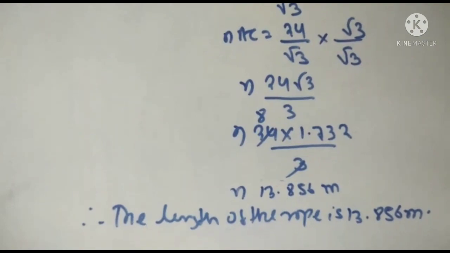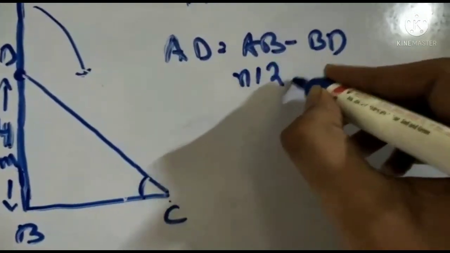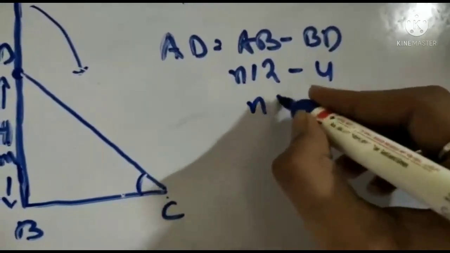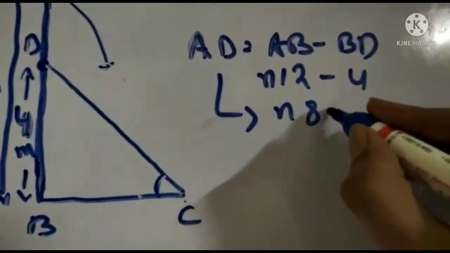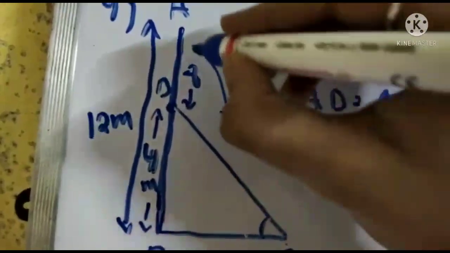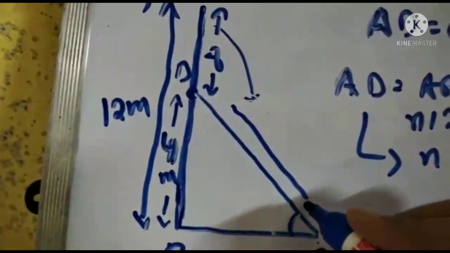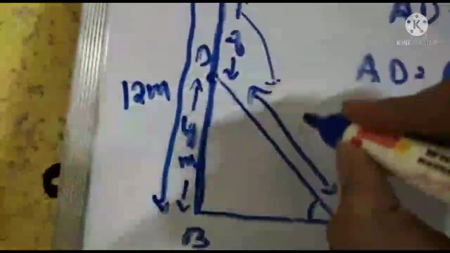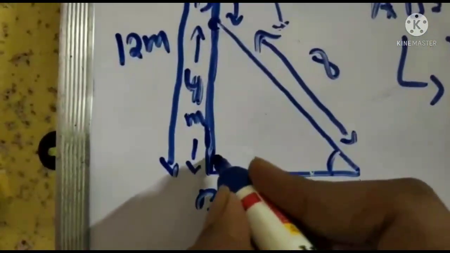Thank you. Yes, BD. So AB is 12 minus BD is 4, so it will be 8. That means AD we are getting 8 meter. This part we get 8. That means this part also is 8, because these two parts are the same. This part also 8, and this part is 4, and this is the 90 degree angle.